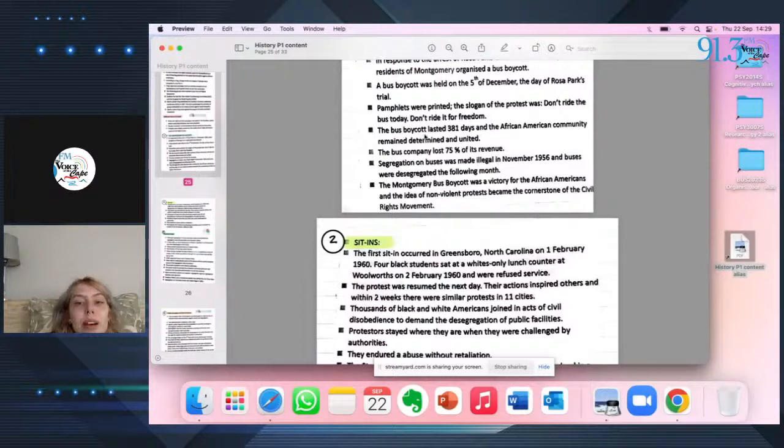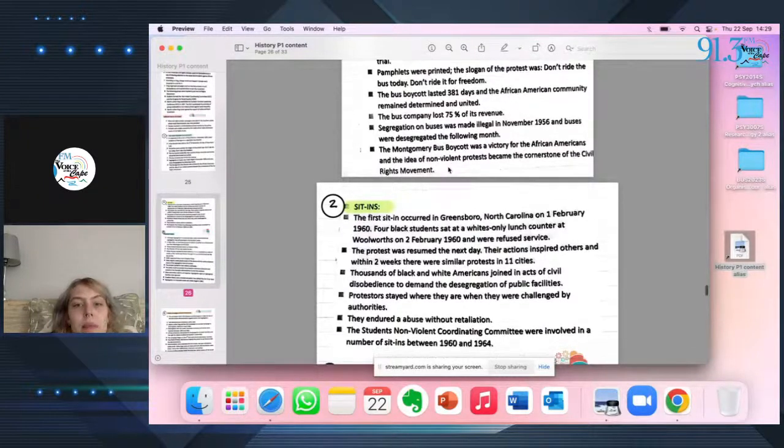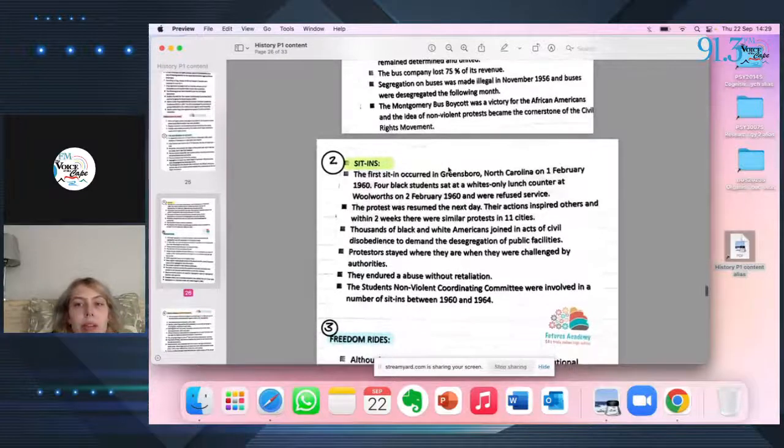The bus boycott lasted 381 days, and the African American community remained determined and united. The bus company lost 75% of its revenue, and segregation on buses was made illegal in November 1956, and buses were desegregated the following month. The Montgomery Bus Boycott was a victory for the African Americans, and the idea of nonviolent protests became the cornerstone of the civil rights movement. So when you think of civil rights movement, think of nonviolent protests.